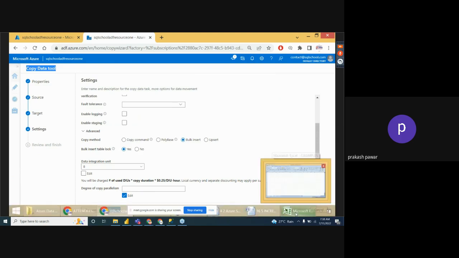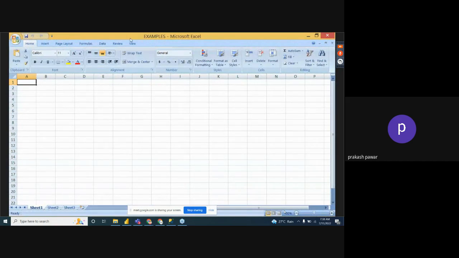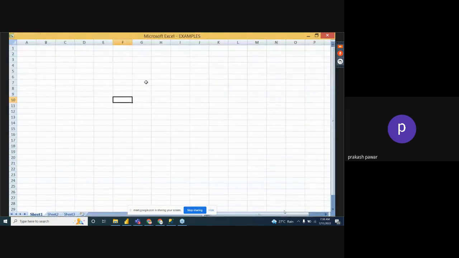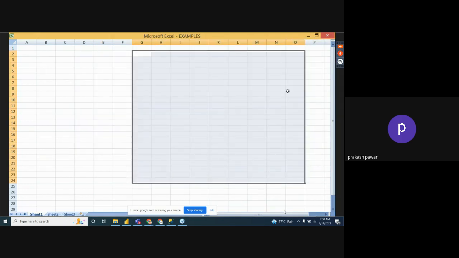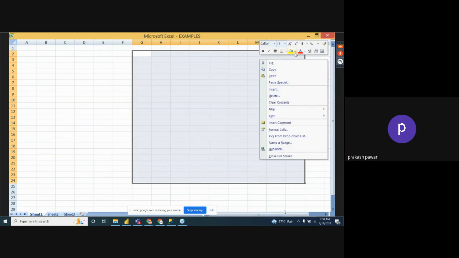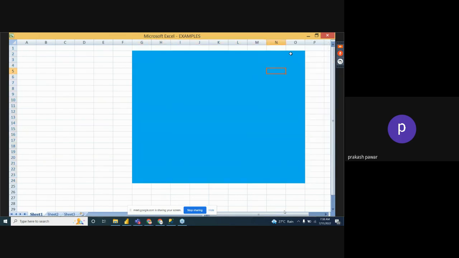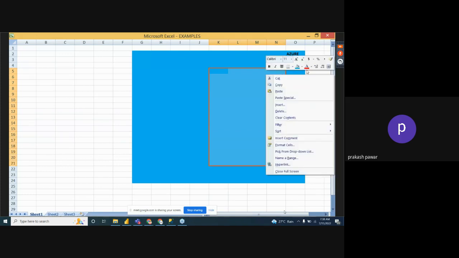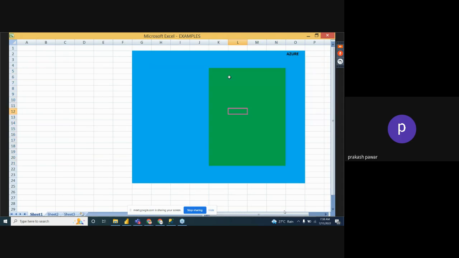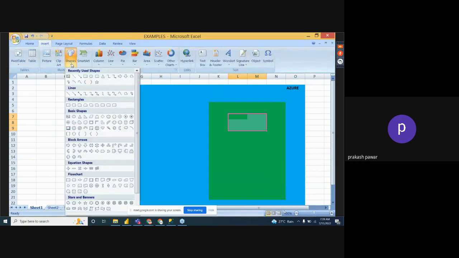Let's take a simple diagrammatic understanding of what we learned so far in our notes. Firstly, you have an Azure account. Inside the Azure account, we got one server. This is your SQL server. Inside the server, you have a database.